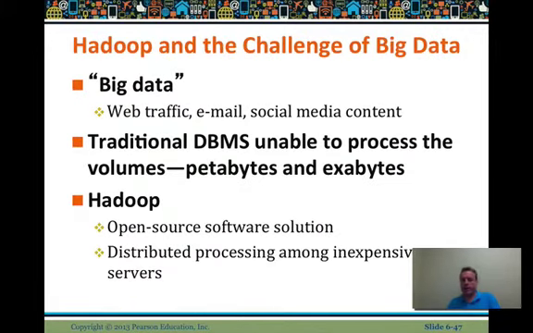So what is big data? It's a variety of things. It's drowning in data from web traffic, email, social media content. Especially social media content is so unstructured. How do you provide rationale around it? Traditional relational databases are unable to process these huge volumes. So you have open source solutions like Hadoop, which use massively scalable distributed processing across many, many low-cost servers so they can do simultaneous computations and deliver results upstream.